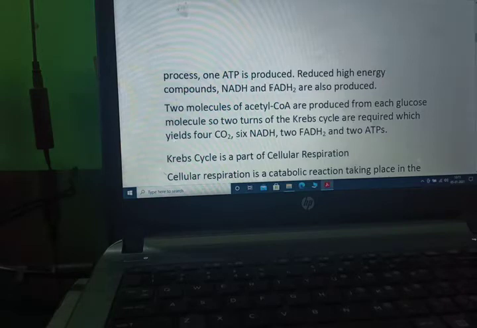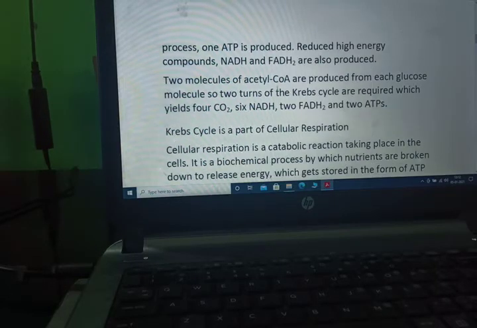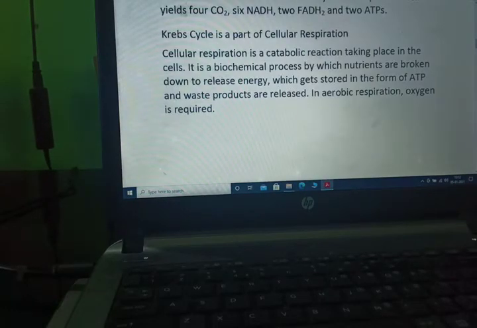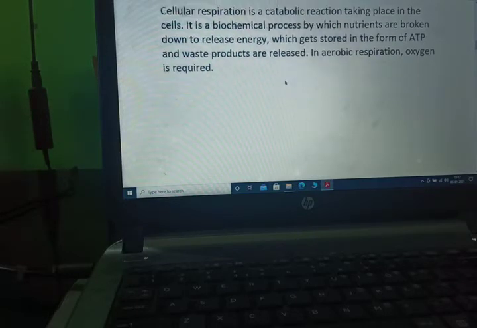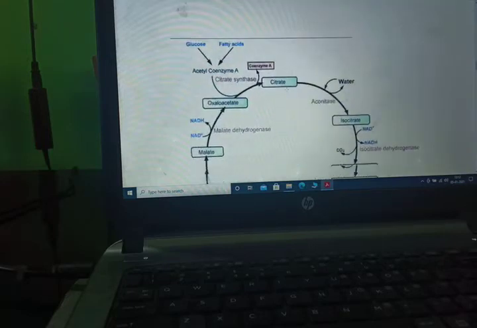2 molecules of acetyl coenzyme A are produced from each glucose molecule. So 2 turns of the Krebs cycle are required, which yield 4 CO2, 6 NADH, 2 FADH2 and 2 ATP. The Krebs cycle is a part of cellular respiration. Cellular respiration is a catabolic reaction taking place in the cells, and it is a biochemical process by which nutrients are broken down to release energy, which gets stored in the form of ATP, and waste products are released. In aerobic respiration, oxygen is required.